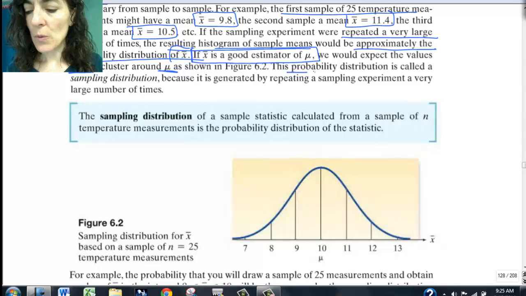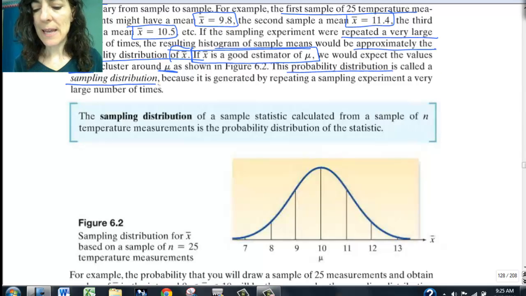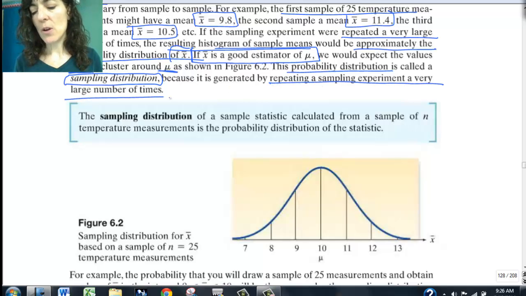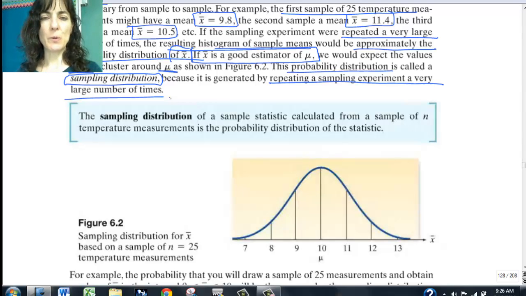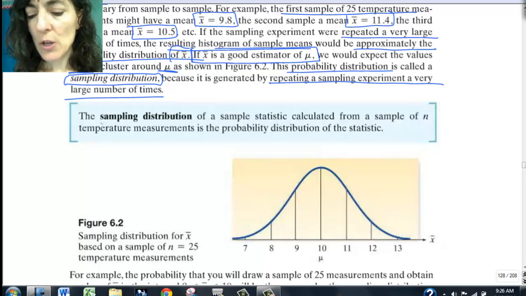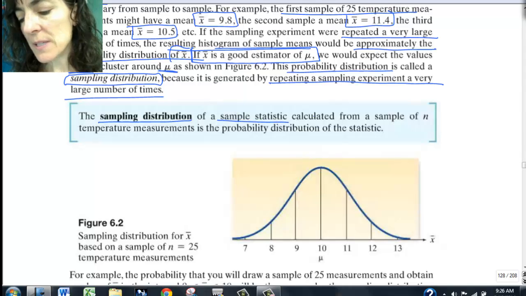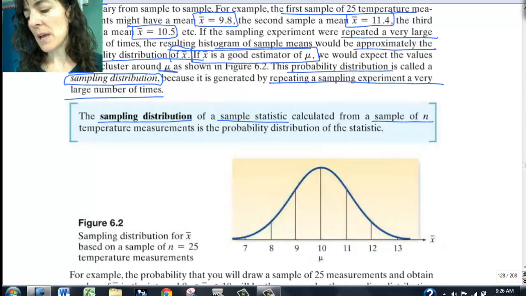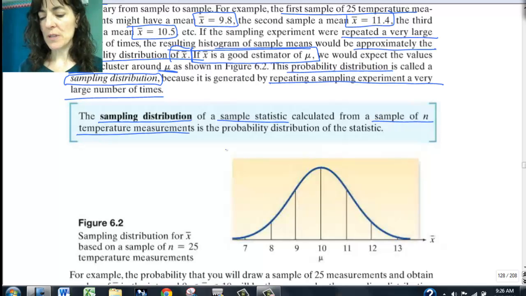Okay, so this probability distribution is called a sampling distribution, because it's generated by repeating a sample a very large number of times. So every time we take a sample and we find our X bar from those 25 temperature measurements, we record that, and we do that, I don't know, 50, 100 times, and then we make a distribution of where all our X bars are, and then we can see this sort of distribution that we see here. So a sampling distribution of a sample statistic is calculated from a sample of n temperature measurements, and it's the probability distribution of the statistic.